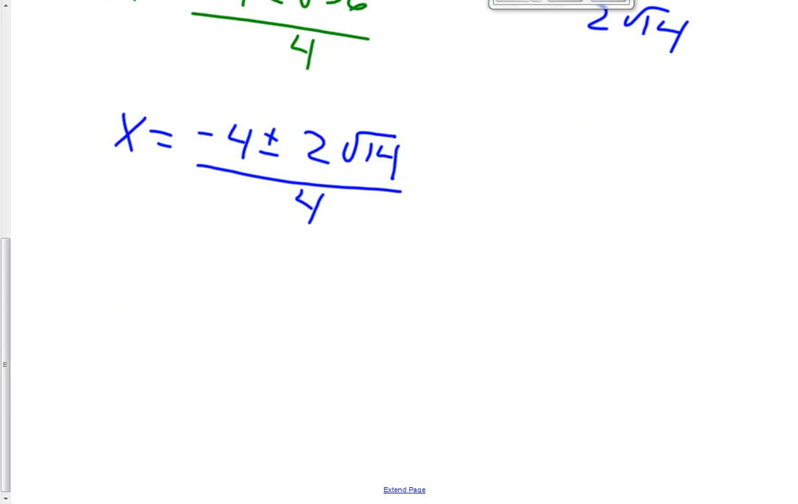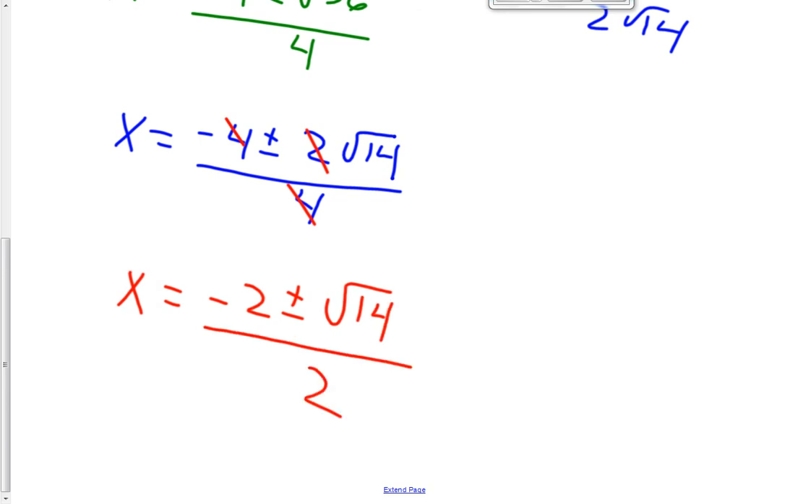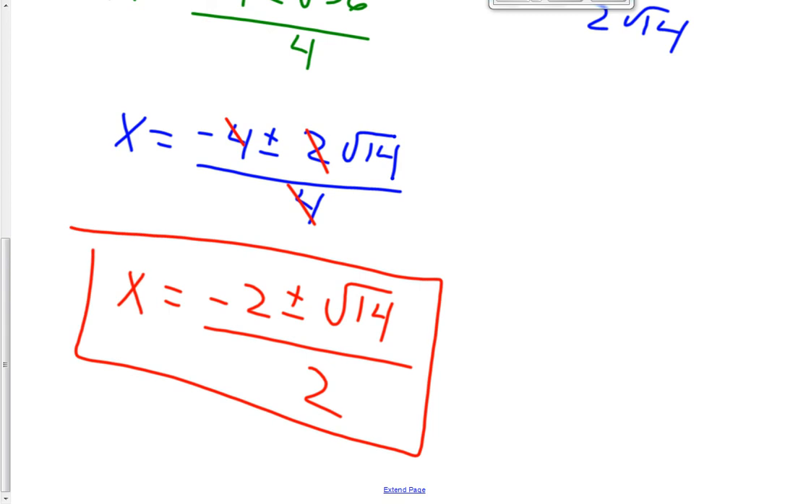I obviously can't combine negative 4 plus 2 square root 14, so I'm not going to do that. But I could take a 2 out of all of these coefficients. So my answer is x equals negative 2 plus or minus square root 14, divided by 2. So this is our answer for problem number 4: negative 2 plus or minus square root 14 divided by 2. Let's take a look at problem number 5.